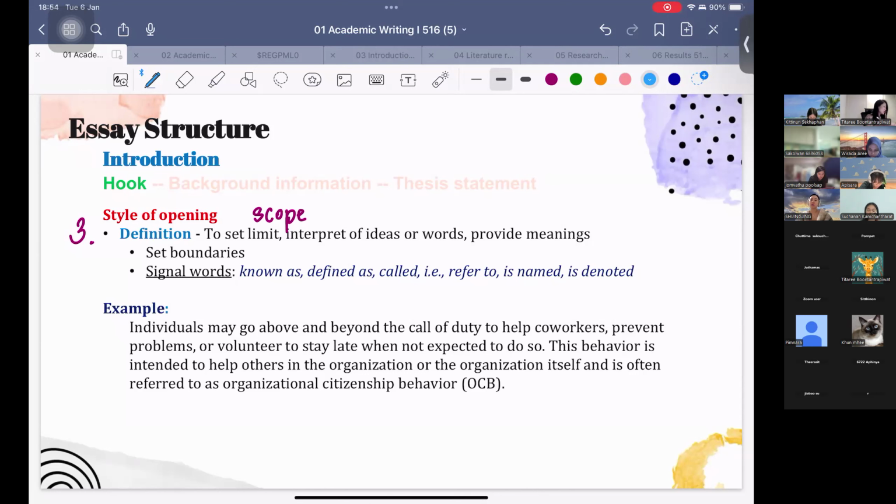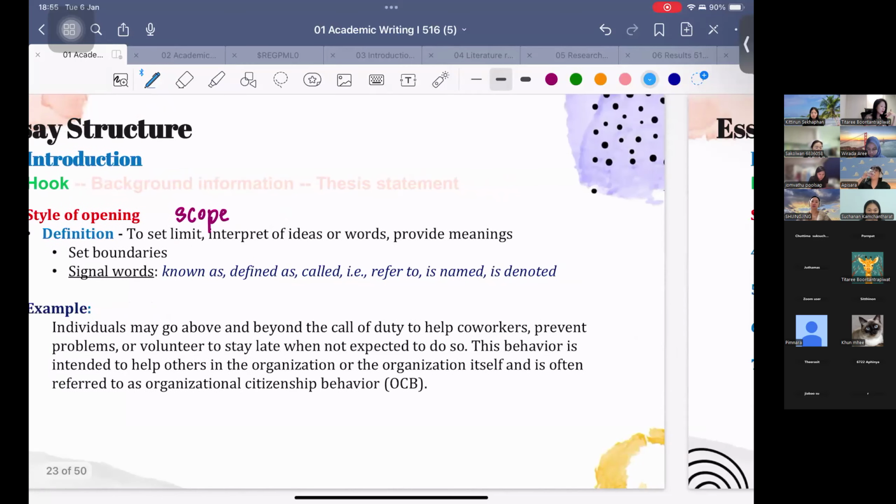So this is a choice for you if you feel your topic is something people know about, but not exactly clearly, or you as an author feel that you don't think your audience knows about this. So yes, you can start the intro by providing definitions in your introduction.